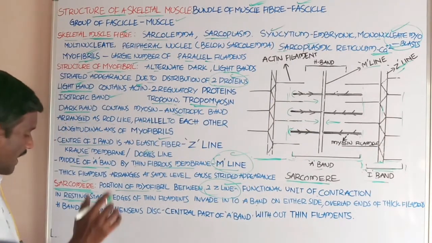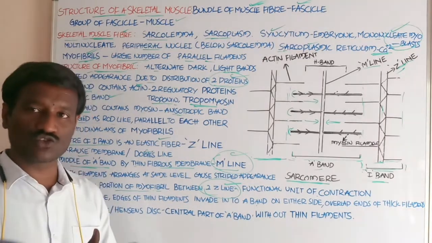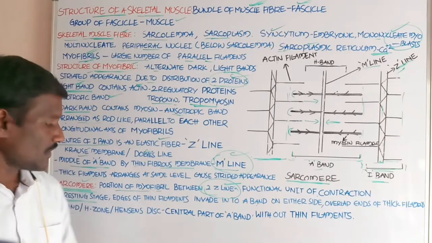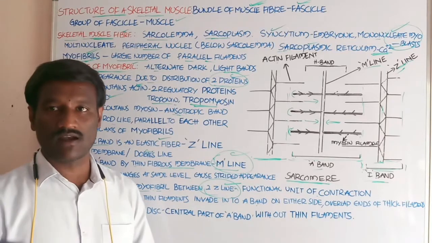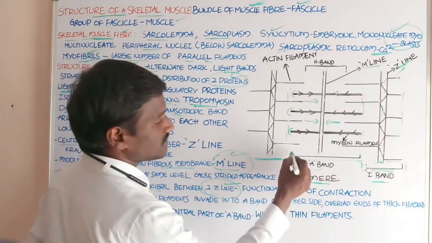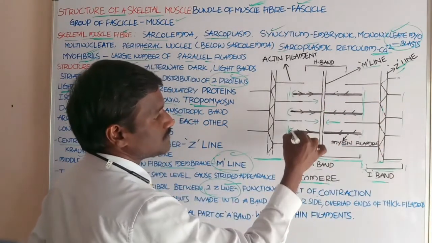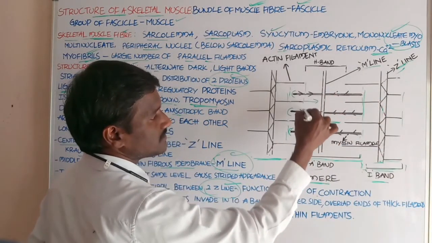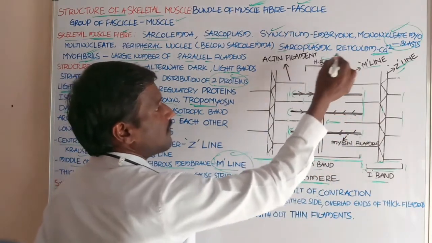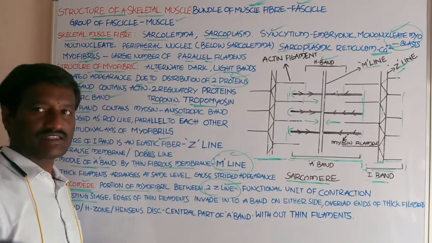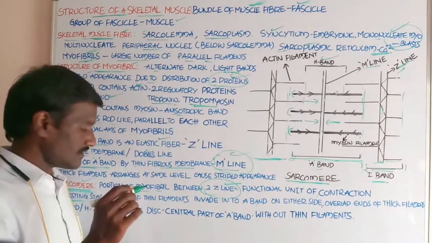Okay student, and what about the H band? What about the H band or H zone, Hensen's disc? H zone means the central part of the A band. This is the A band. If you observe the center part of the A band, this is the center part of the A band. Okay student, that is called the H band, Hensen's disc, H zone.